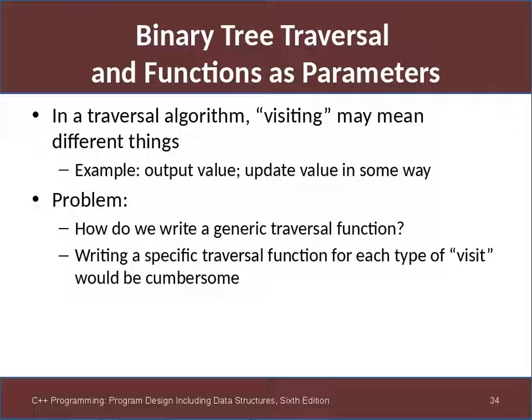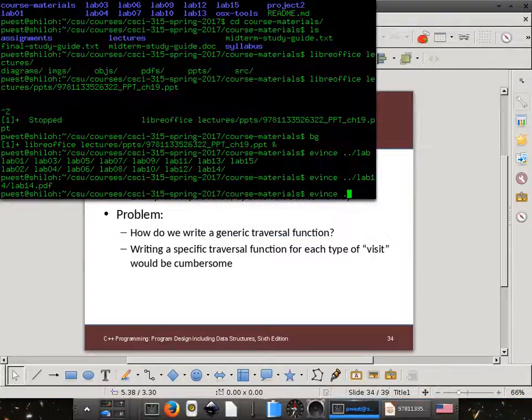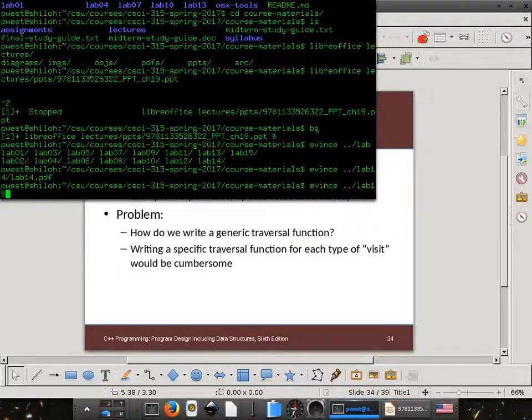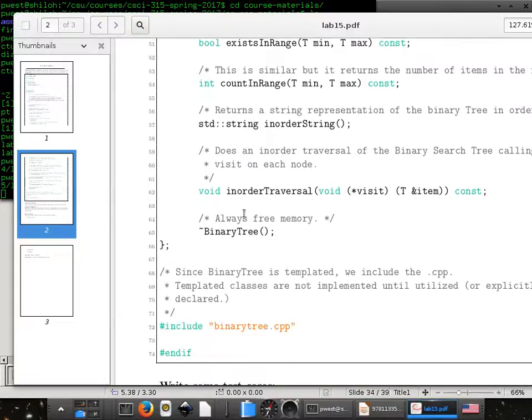Specifically, I believe this is in your lab. Let me go look at it real quick. In order traversal, passing in some visit function. So the question is, how do we write that function?